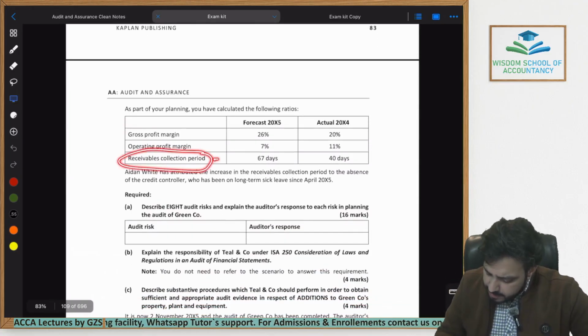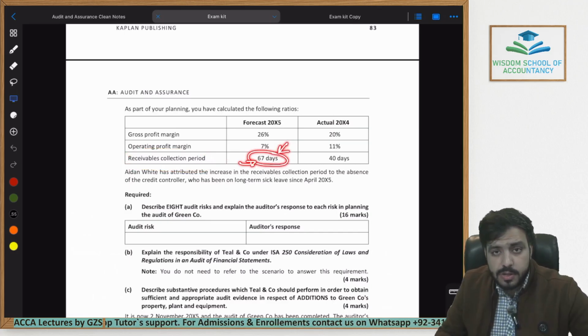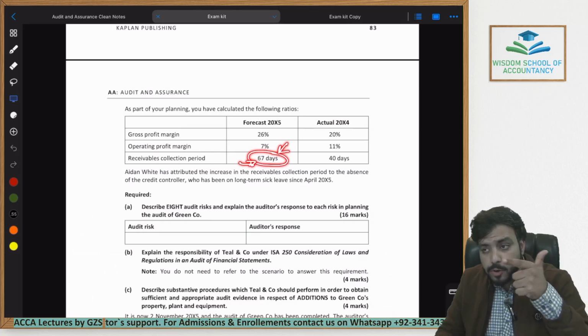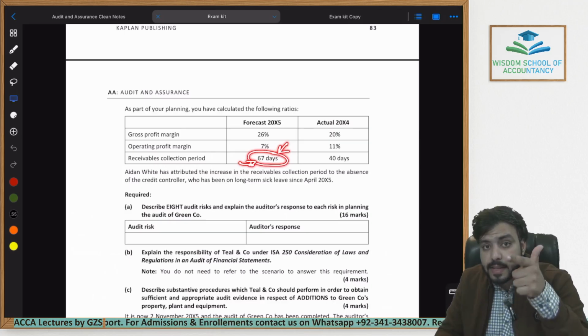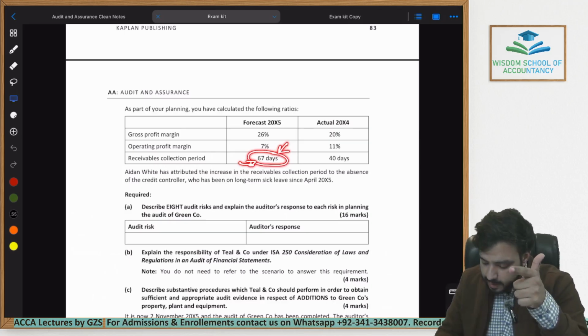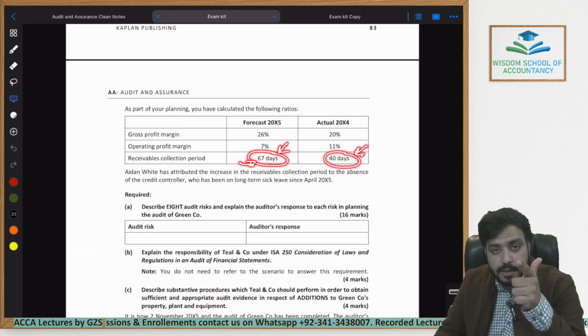Receivable collection period. When we talk about receivables in the current year, which we are auditing, the receivable days is 67 days. This means that our customers, when they buy things from us, it takes them 67 days to pay us that money. But in the previous year, they were paying us within 40 days. They were only taking 40 days to make the payment to us.